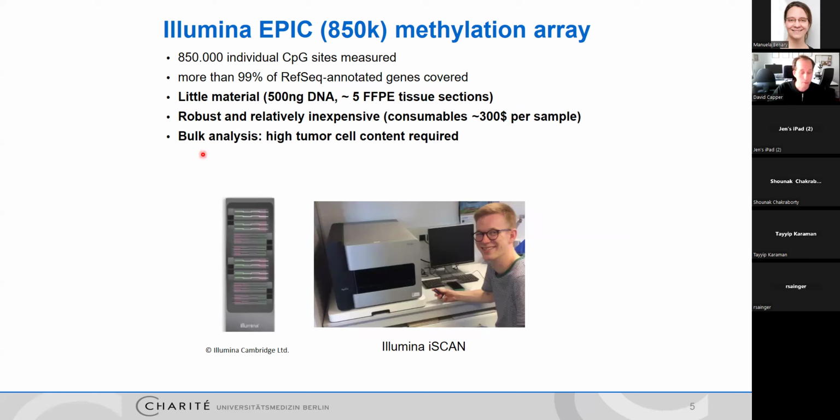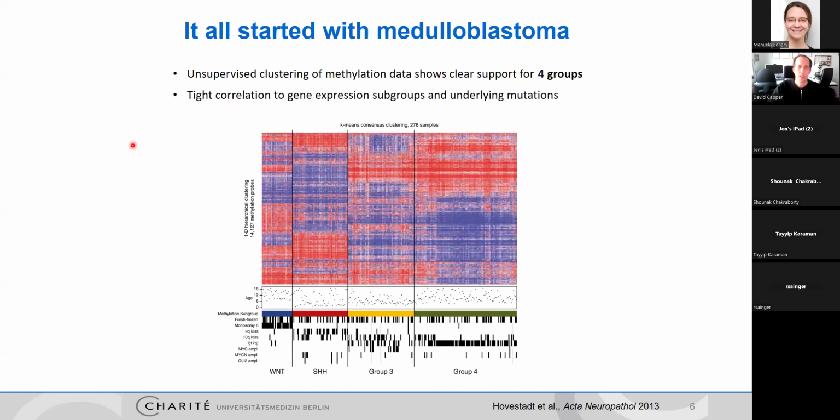So there are some things, and there are also some cases where performing this technique is just not feasible. So it all started with medulloblastoma. This is the tumor that I mentioned before, which is a highly aggressive tumor of children in the cerebellum. In children, it's a relatively frequent tumor. Children have relatively few cancers, of course, but for children, it is a quite well-known tumor type.